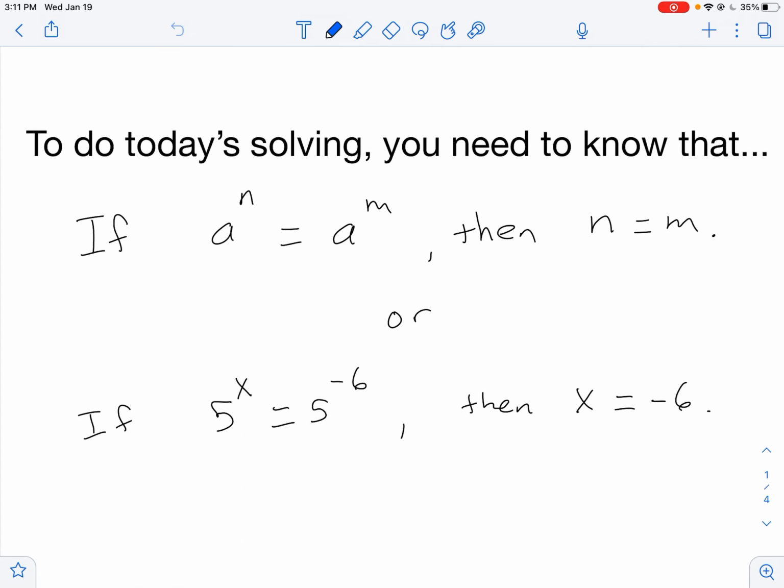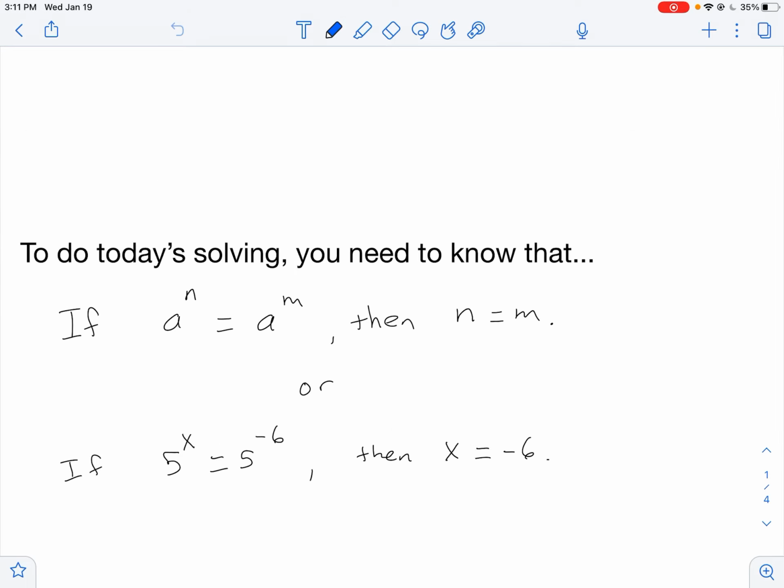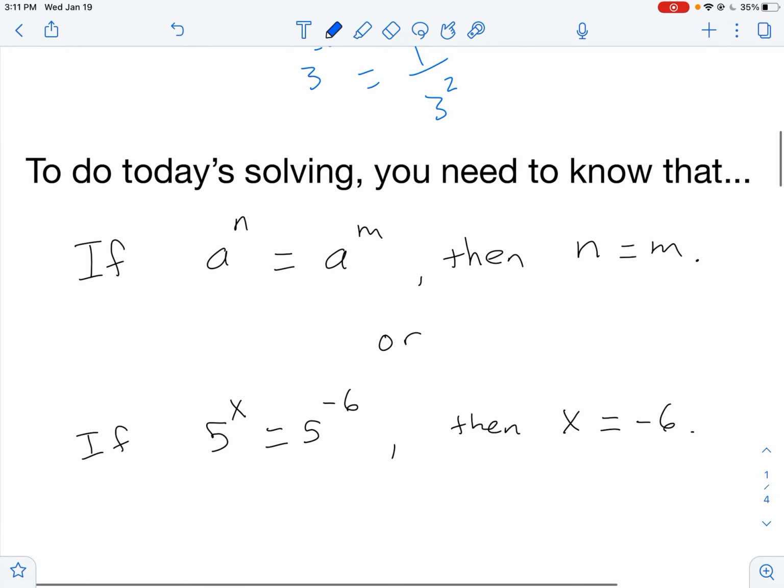So remember last time we were talking about exponent properties, and you got things like if you have 3 to the negative second power, that means 1 over 3 squared, things like that. Those are going to come into play a little bit in what we're doing today, specifically this negative exponent property. But in order to solve exponential equations, you need to know a couple things.